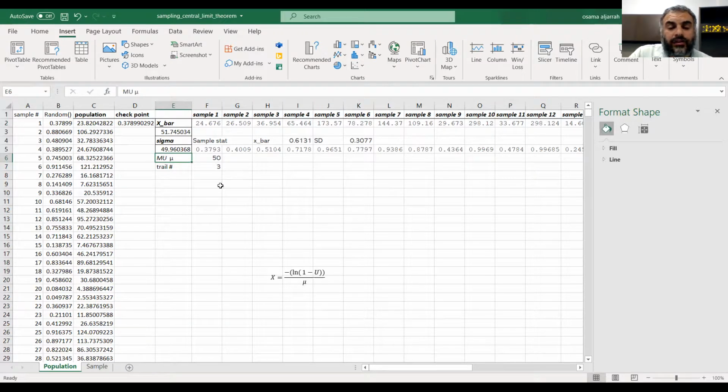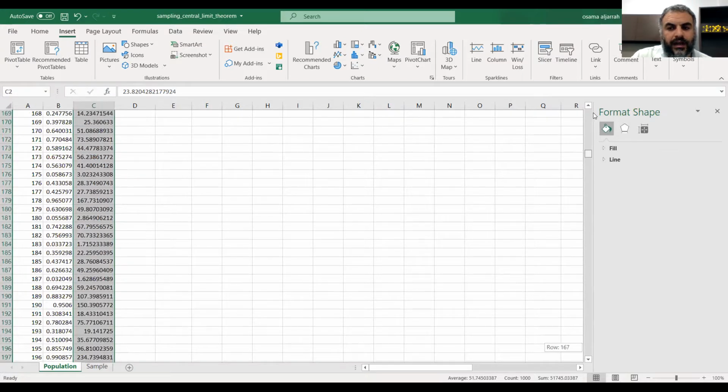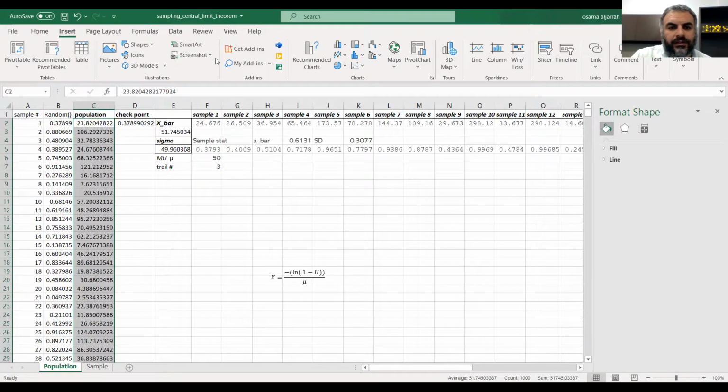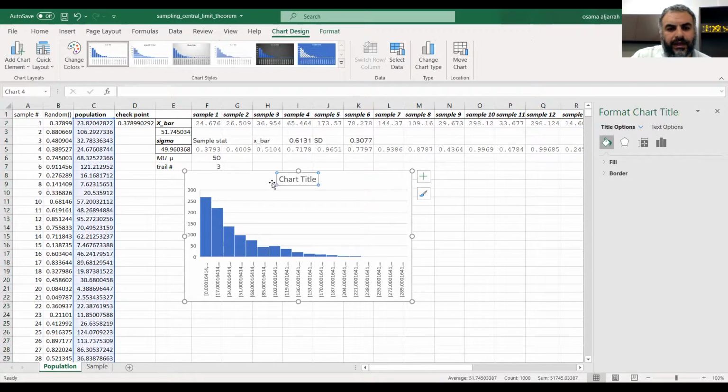Let's draw the population and see how it goes. Highlight your population, go to insert, go to histogram, and draw it. So we have the population over here.